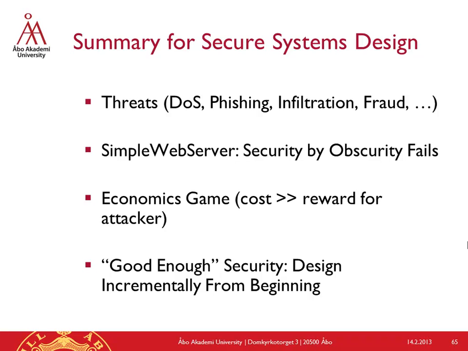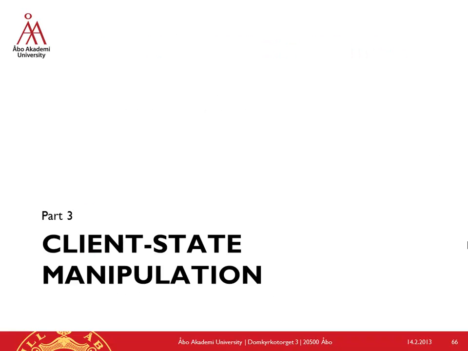This is a summary for security system design. Think about threats first. Think about the application. For example, as we talked about, a ping of death, a malicious request for a particular web application which makes it hang or causes an exception in the application and results in a denial of service attack. In fact, think about an economic game and good enough security for your design.